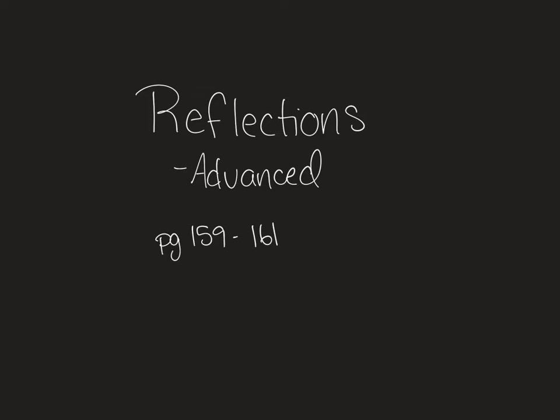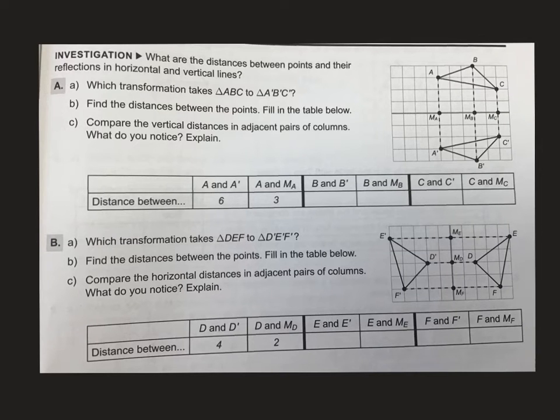Today's lesson is on Reflections Advanced, and it will cover pages 159 to 161 instead of the x-axis. This lesson will start with an investigation. You are going to be looking at what the distances are between points and their reflections in horizontal and vertical lines. So, which transformation takes A, B, C to A image, B image, C image?